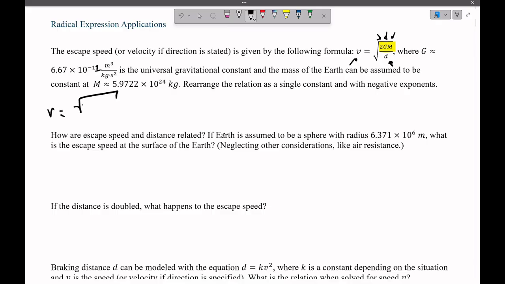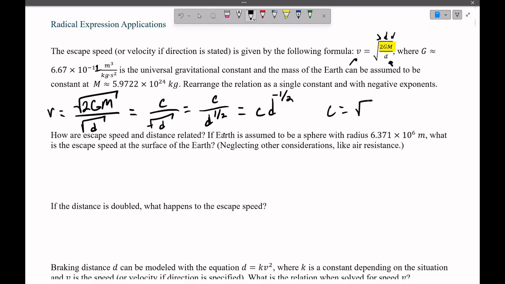I can break up the radical over top and bottom, and I could say that 2GM is just a constant by itself. I could say it's constant c, for instance. And I want to use negative exponents. Well, by rules of radicals, the square root of d is the same thing as d to the 1/2 power, so 1 over it is the same as saying c d to the negative 1/2. Of course, here we're saying c equals the square root of 2GM.